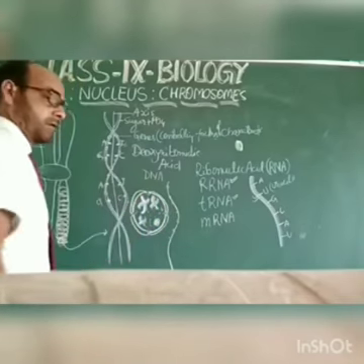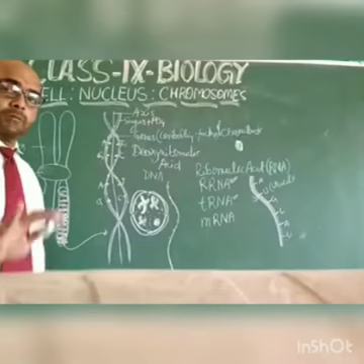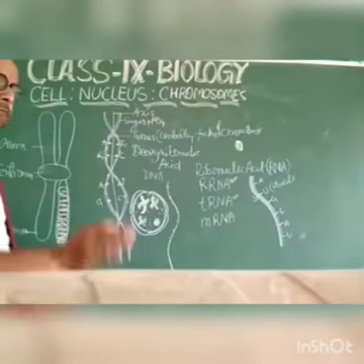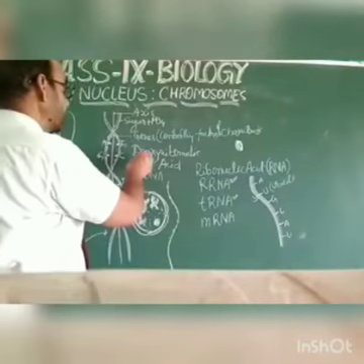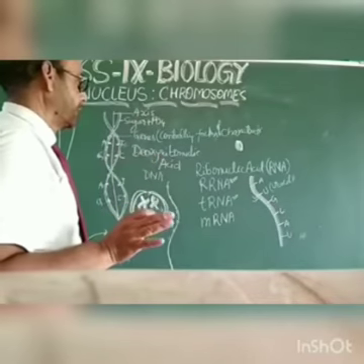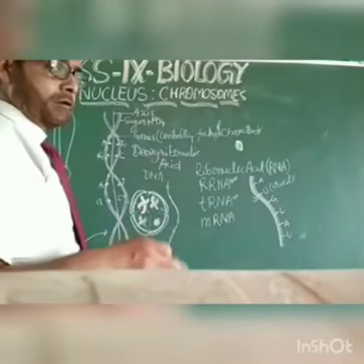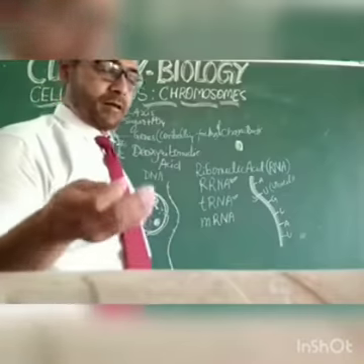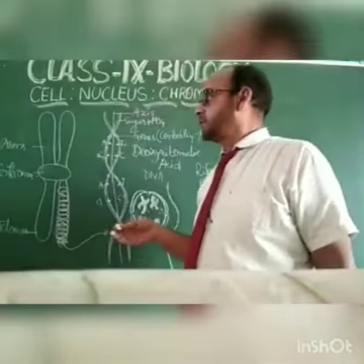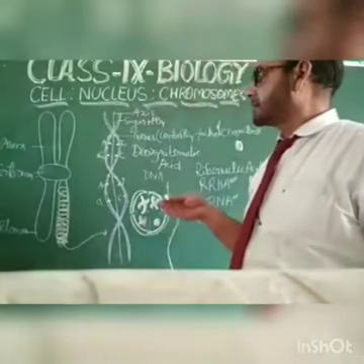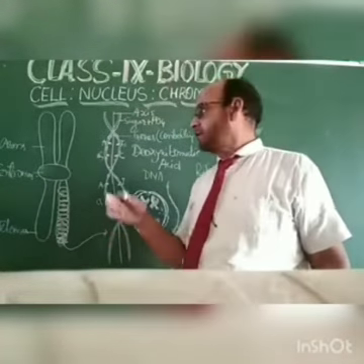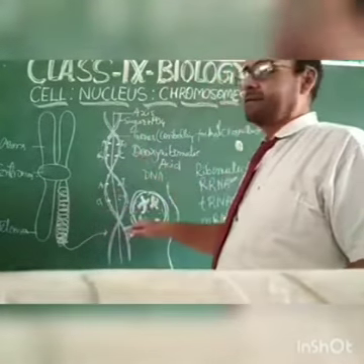So now let us see some important queries. What is the full form of the DNA? The full form of the DNA is deoxyribonucleic acid. What are the genes? The genes are called the genetic factors which are responsible for carrying the characters from one generation to another generation. That is why the DNA is called the genetic material.